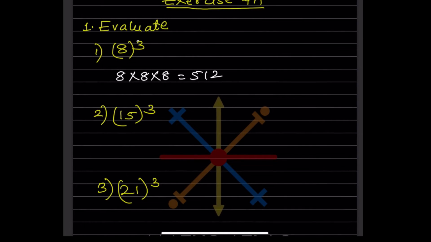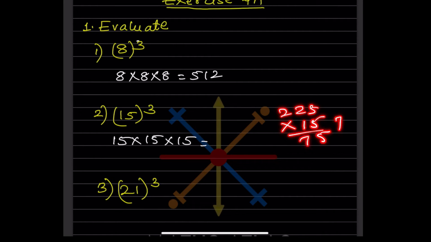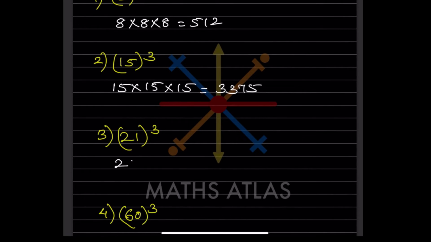Now here again, 15 cube means 15 into 15 into 15. 15 15s are 225, and when you multiply this one, that is going to be 3375. Again you will do for this one, 21 into 21 into 21. That will be 441 into 21, that is going to be 9261.